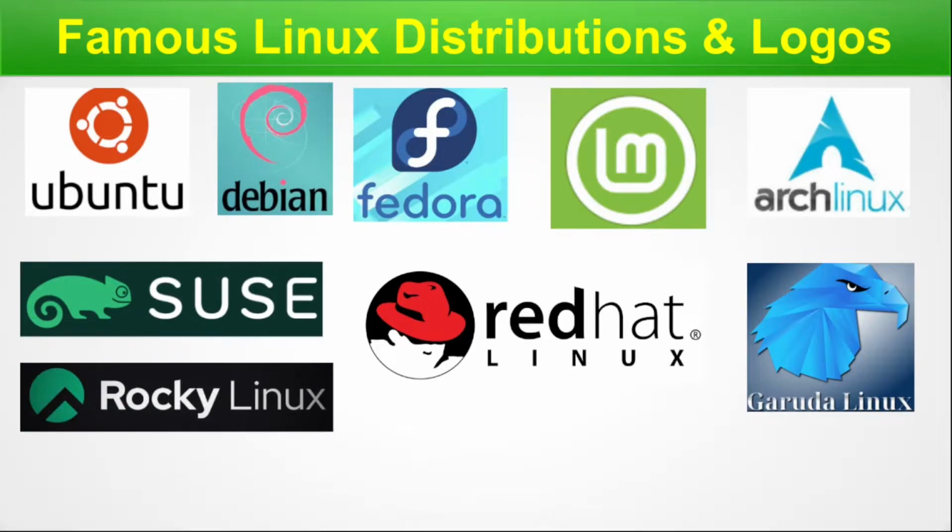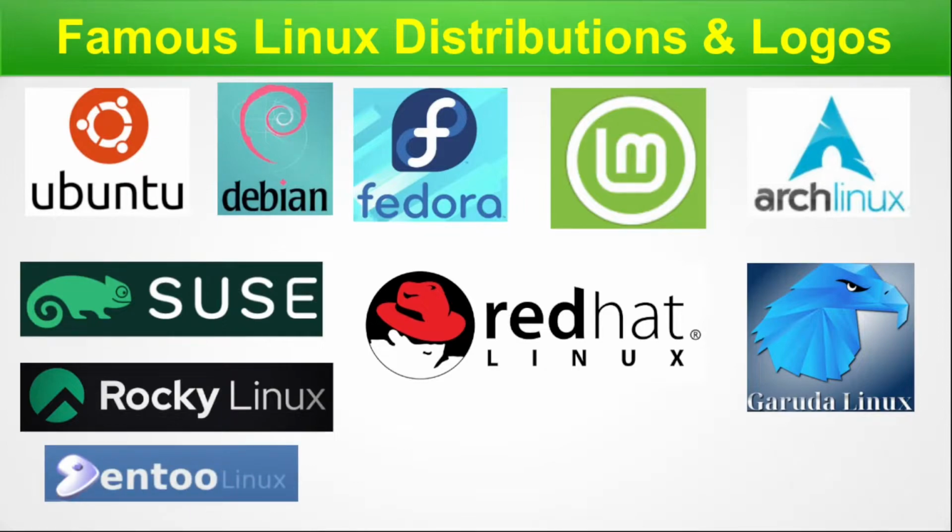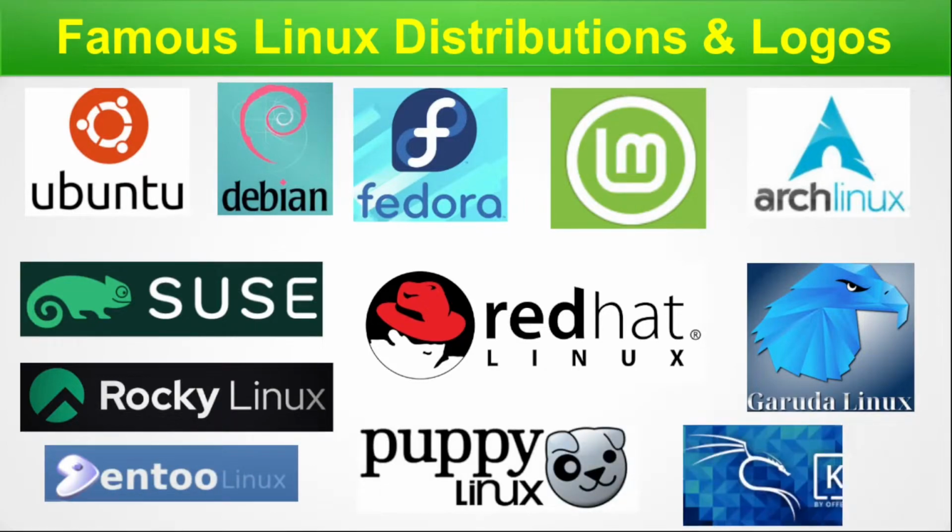Rocky Linux, as I just mentioned, is a rebirth of CentOS. We also have Gentoo Linux, Puppy Linux, and Kali Linux. Kali Linux is used for ethical hacking purposes. So folks, these are a few very famous Linux distributions and their logos. So we are done with this particular slide.